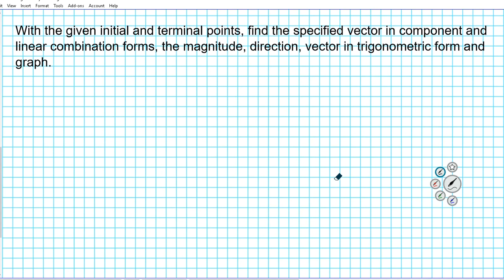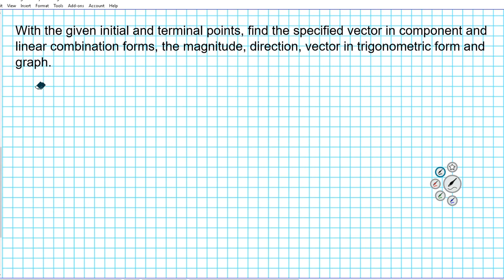Alright, the instruction for the problem that we're working on is as follows. With the given initial and terminal points, we have to find the specified vector in component and linear combination forms. We have to find the magnitude, direction, and the vector in trig form, and then we have to graph the vector. Okay?